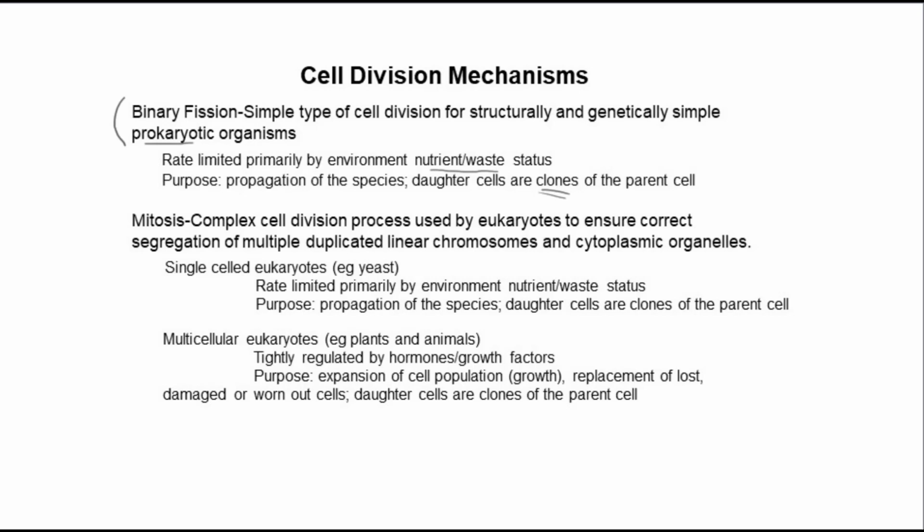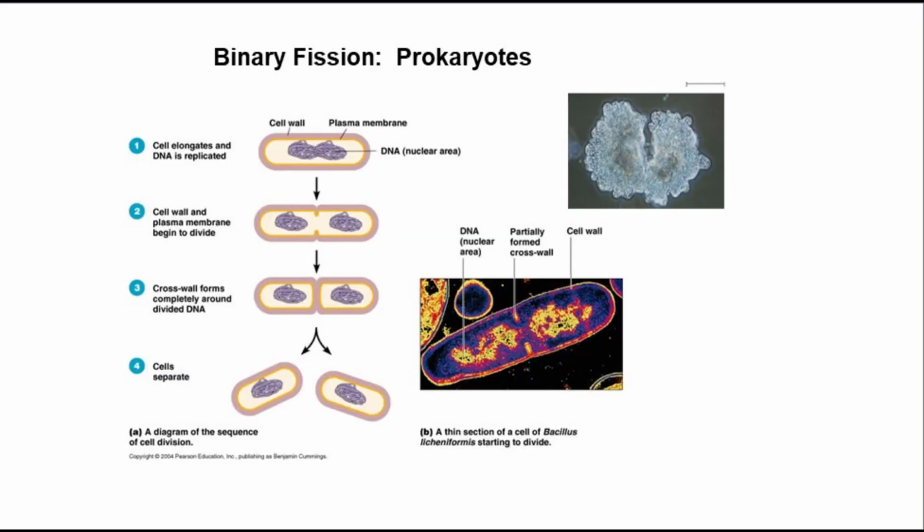As long as nutrients are readily available and wastes have not accumulated to toxic levels, these cells are going to be dividing. For example, if you have E. coli growing in culture in the laboratory, and you provide them with plenty of nutrient broth, they will undergo binary fission and divide every 20 minutes. So essentially, the population doubles every 20 minutes. Let's take a quick look at how binary fission occurs.